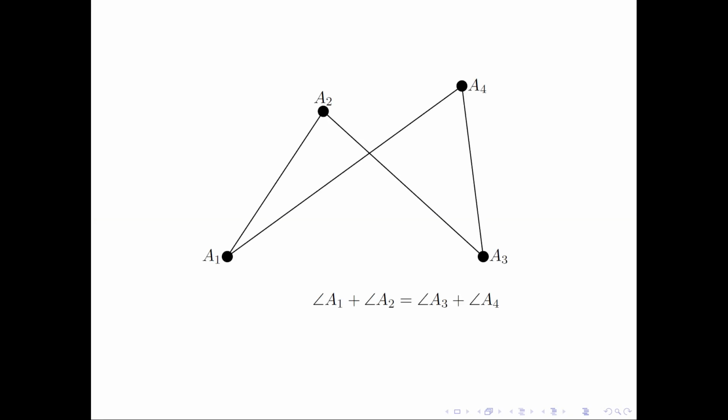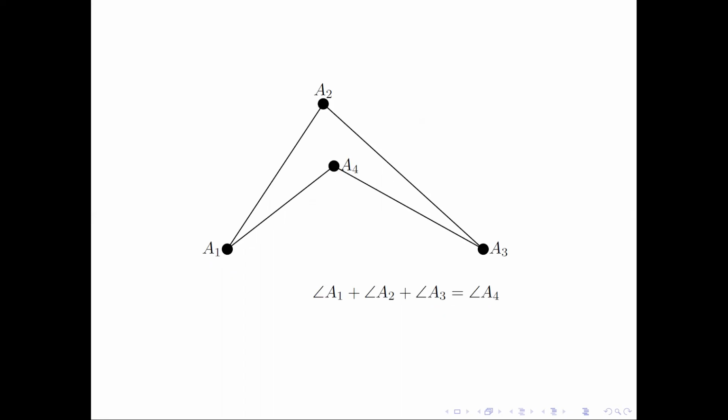Let's take a look at an example of n equals 2. We have 4 points. This is one of the correct labelings. Angle A1 plus angle A2 equals angle A3 plus angle A4. Another scenario, they can be connected like this. Angle A1 plus angle A2 plus angle A3 equals angle A4.